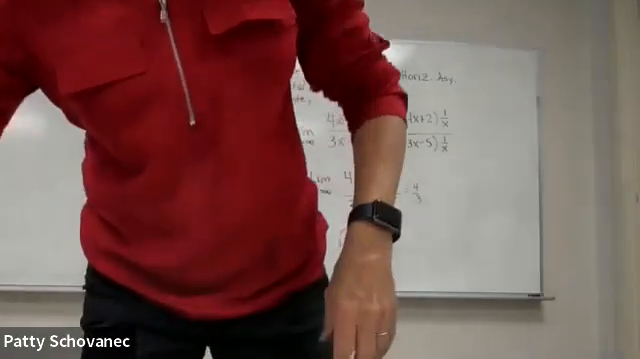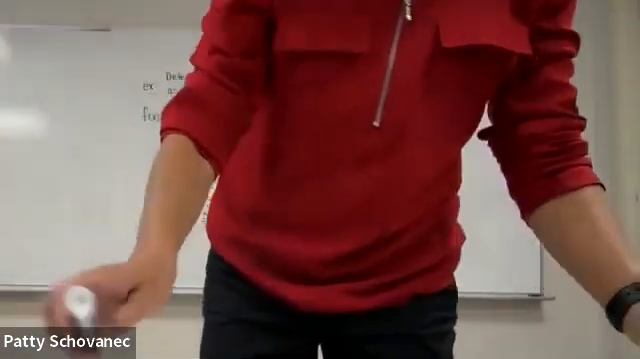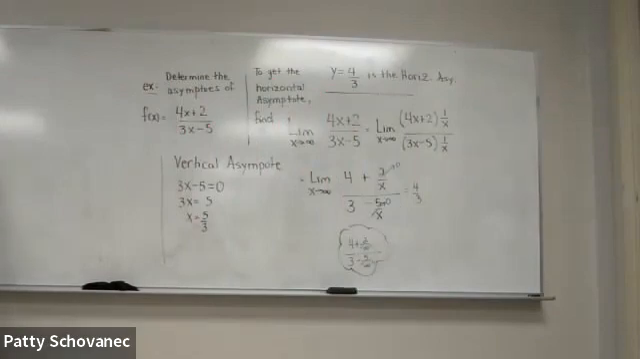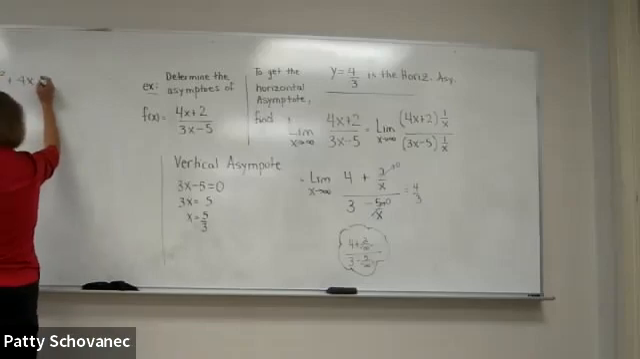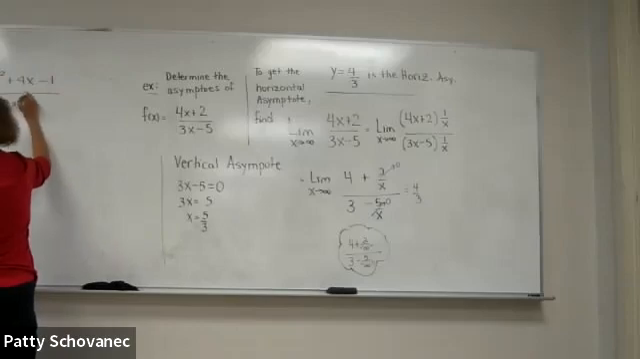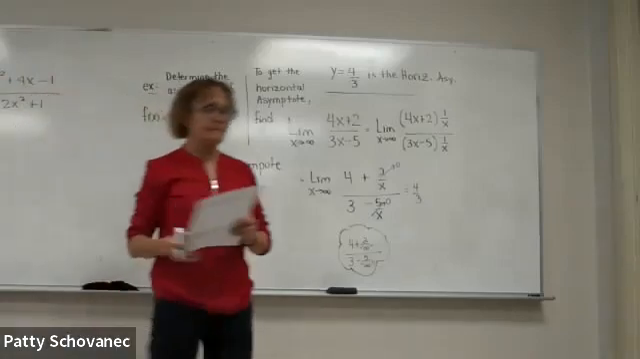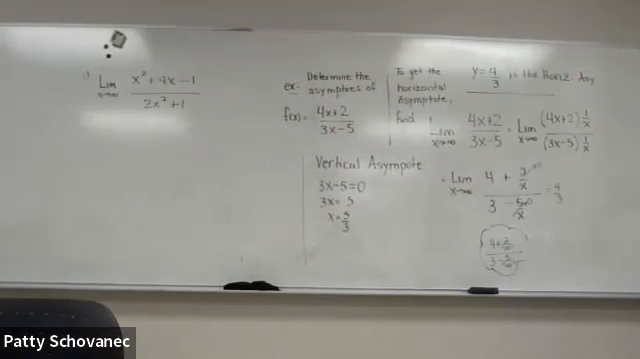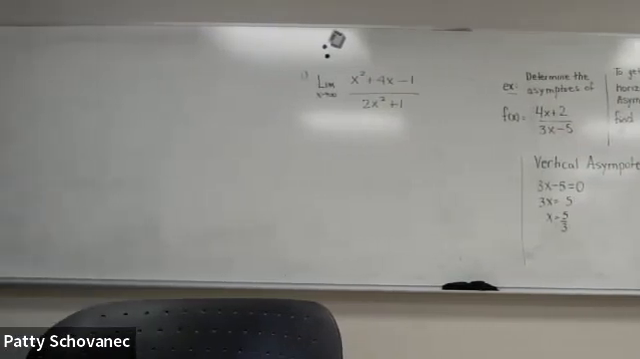So the first example on this sheet says, find the limit as x goes to infinity of x squared plus 4x minus 1, divided by 2x squared plus 1. All right.